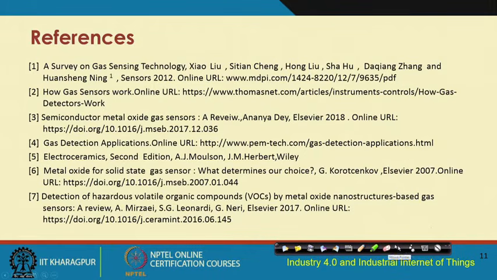So these are the references finally, and if you are interested in the design of any of these types of metal oxide gas sensors, this is the one that you could go through, and there are many other references as well. So depending on your interest, you could go through any of these different references.